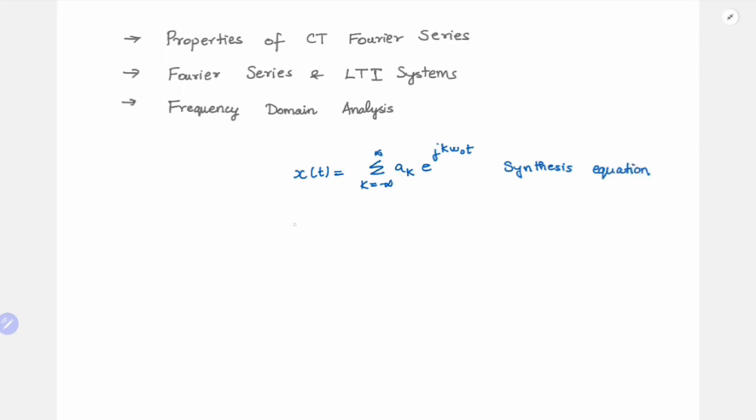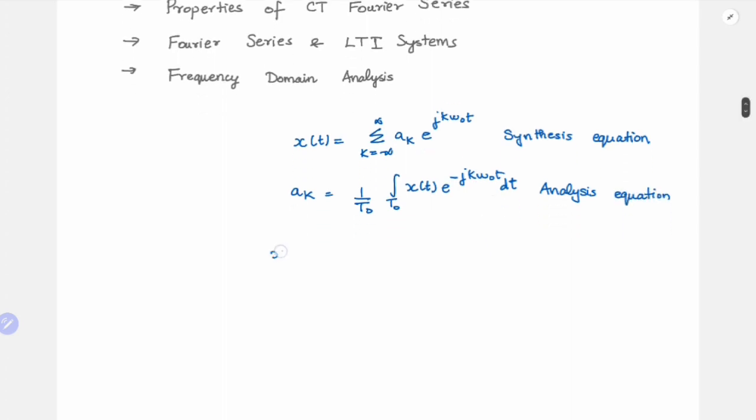And we also saw the analysis equation. ak is nothing but 1 by T naught integral over T naught of x of t e power minus jk omega naught t dt. You can see there is an inversion in the sign, and the summation is replaced with the integral and a 1 by T naught factor. So this is the analysis equation. For convenience, let me introduce this notation. This means the Fourier series of x of t gives the Fourier series coefficient ak.